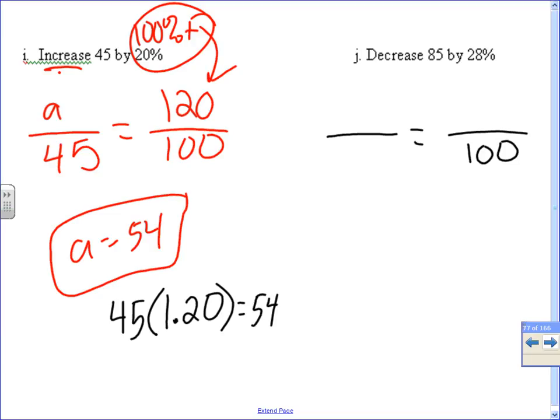If you don't want to do it that way, Annalise, you can do it 45 times 0.2, you get 9. But then you'd have to do 45 plus 9, you get 54. I just think that way is a pain. If you don't like it this way, you can do it times 0.2, if that's what you prefer.